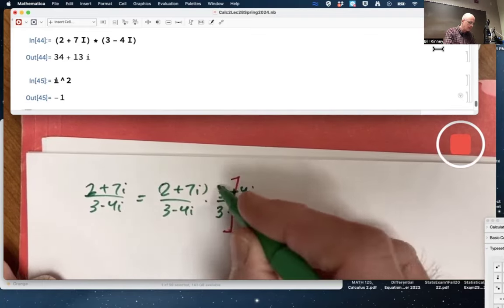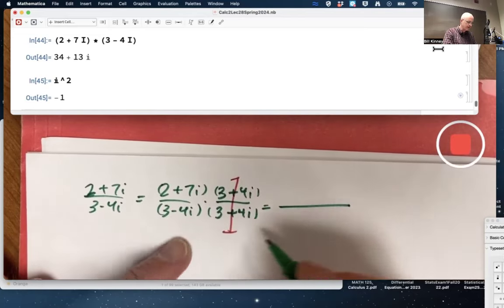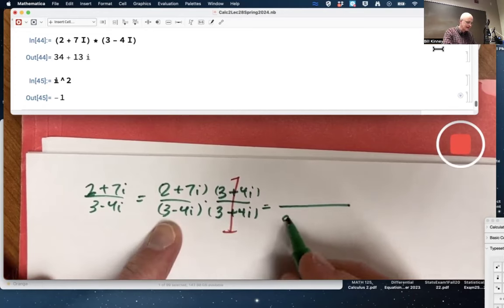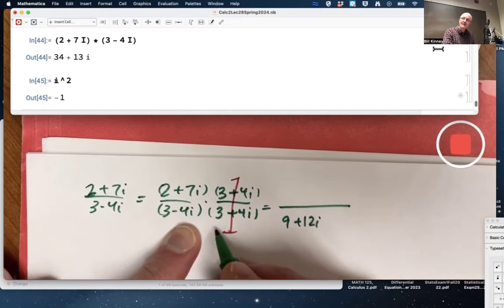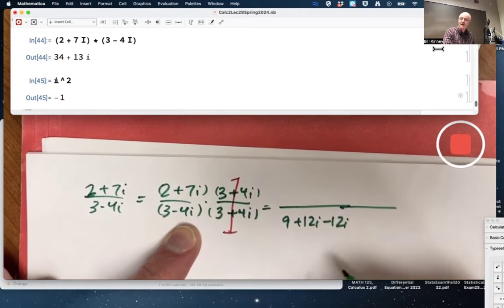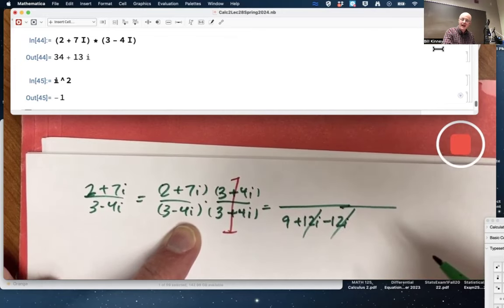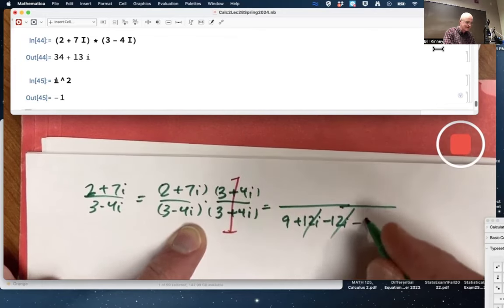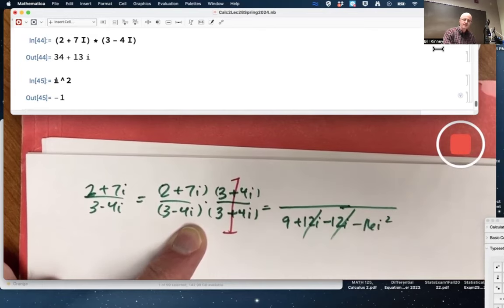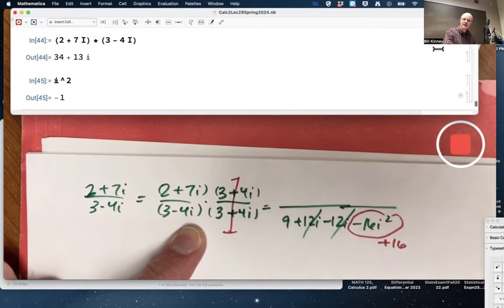But now you've got a FOIL, both in the top and the bottom. Watch what happens in the bottom when you FOIL. 3 times 3 is 9. Outside times outside is plus 12i. Inside times inside is minus 12i. Those will cancel. And then last times last is minus 16i squared. i squared is negative 1, so this is the same as plus 16.